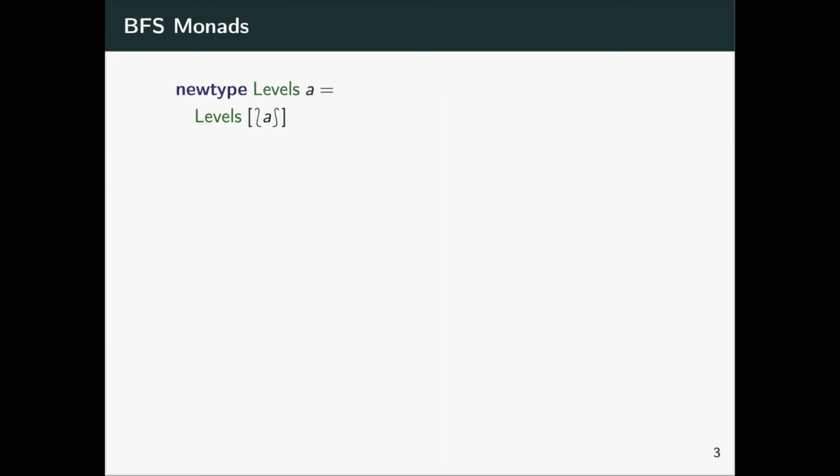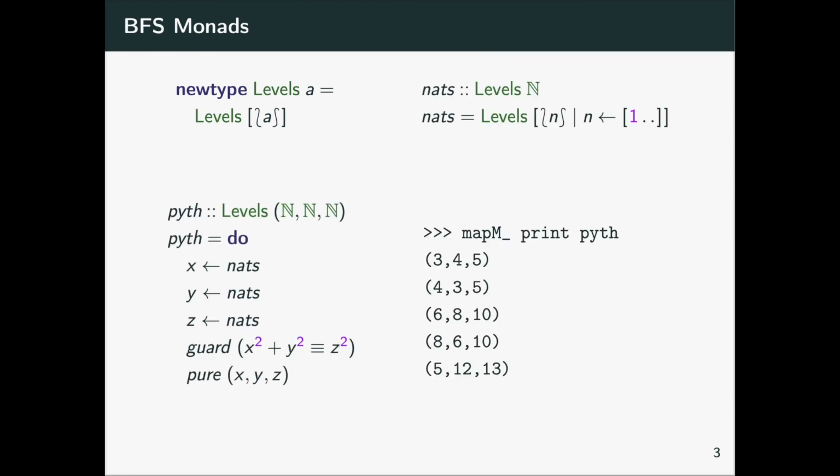Now, there is a monad which allows us to do breadth first search. It's been rediscovered a bunch of different times and it's often called a levels monad. We're going to represent it here as a list of bags, where bags are sets that allow duplication. As you can see, it does indeed perform breadth first search.